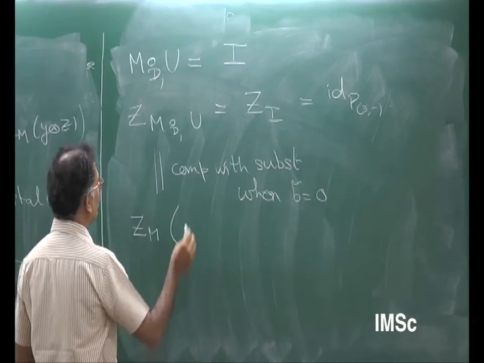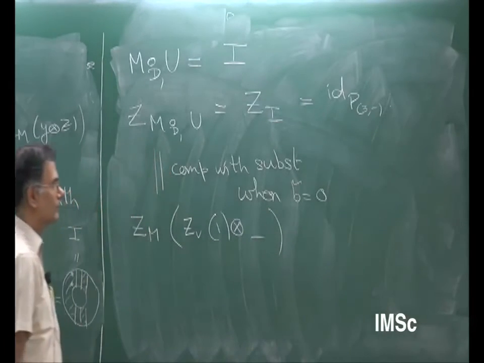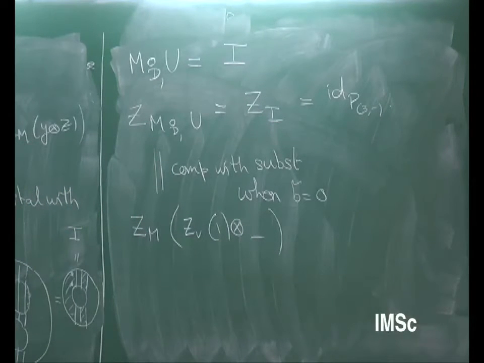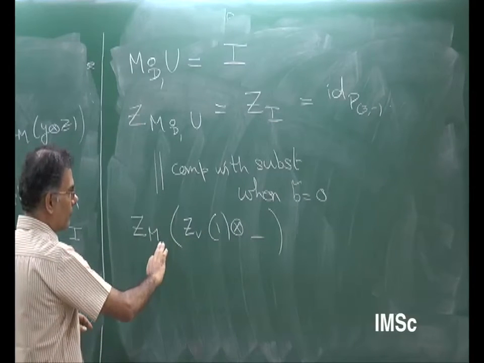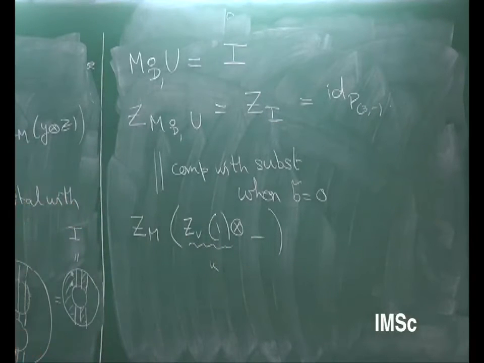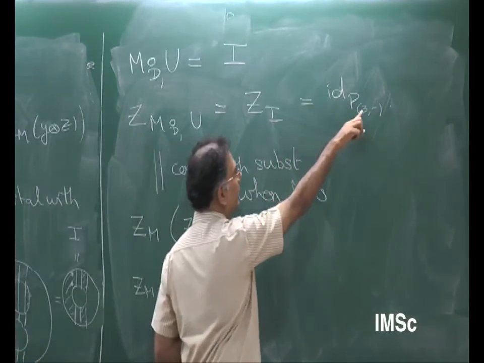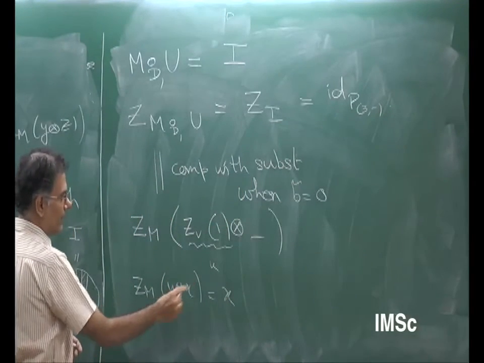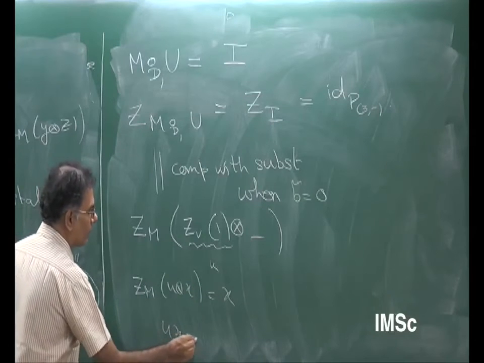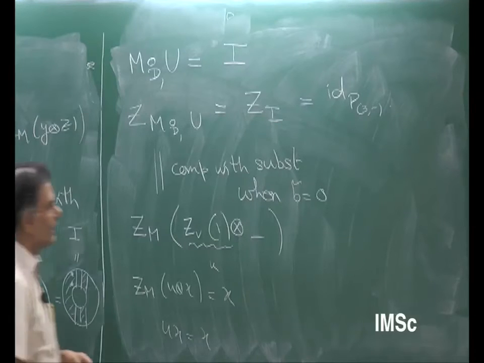Zm of whatever, this first one, Zu of 1, tensor dot. So Zm has two inputs. Compatibility with substitution says you just substitute that one into the first box and whatever is left in the second box. So what this says is, if you call this element little u, say, then Zm of u tensor x equals id applied to x, which is just x. But Zm of u tensor x is what you are defining as ux. So ux equals x. So that says that u is a one-sided identity. And similarly, by substituting into the second one, you will see that it's the other-sided identity.